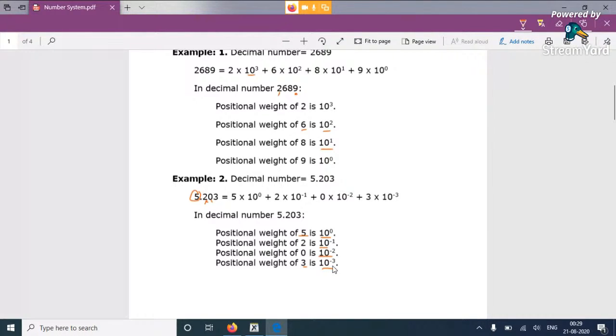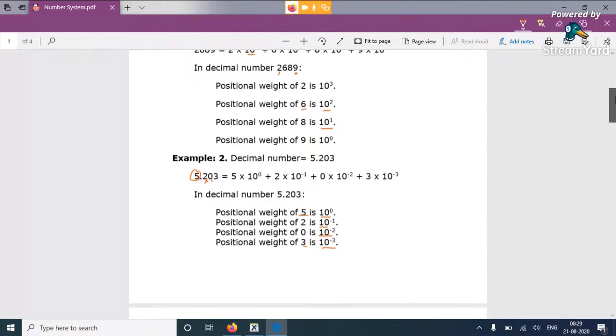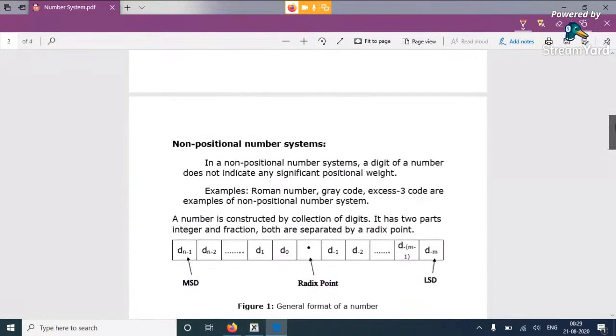So every digit or symbol in a positional number system has its own positional weight.